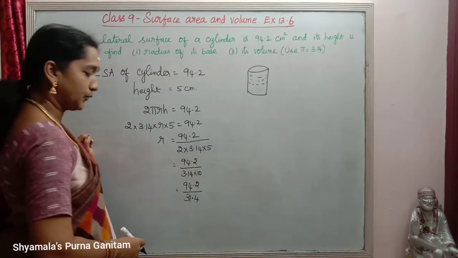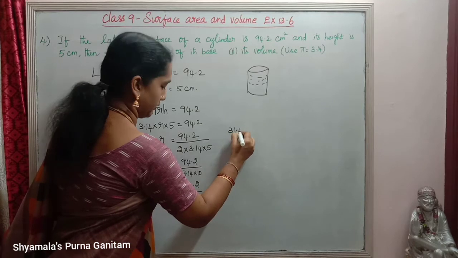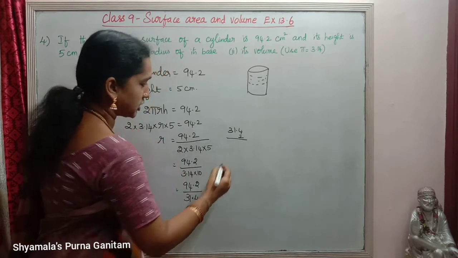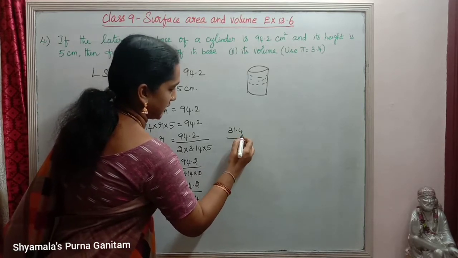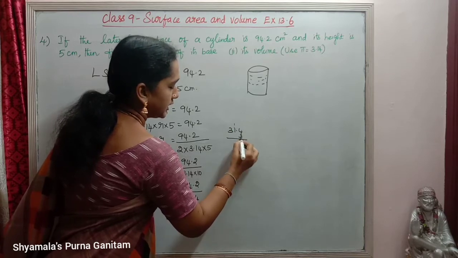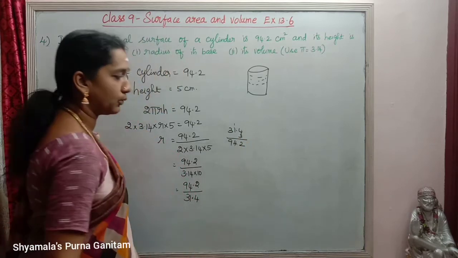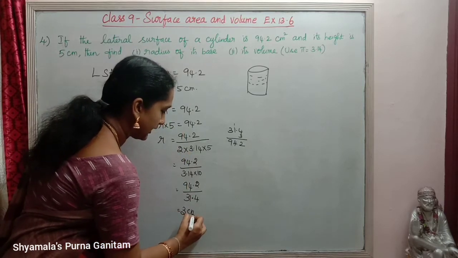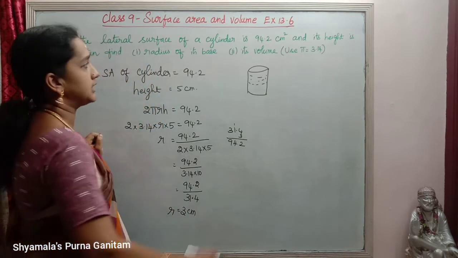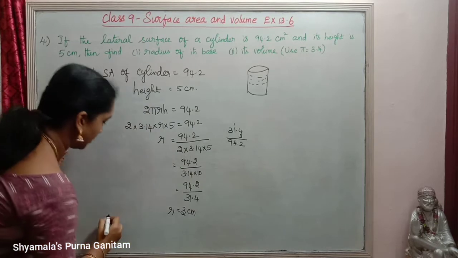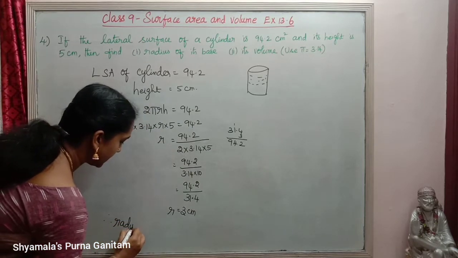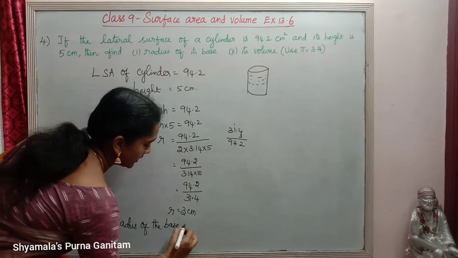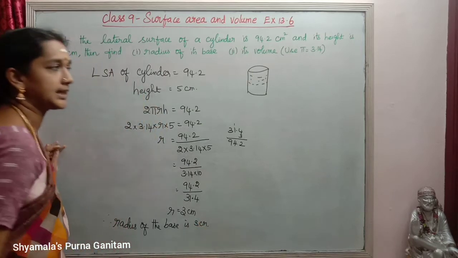So how many times will 31.4 go? 2 times if we check: 4 twos are 8. 3 times we will check. I think 3 times it will go: 4 threes are 12, 3 ones are 3 plus 1, 4, 9. 94.2. So 31.4 into 3 will be 94.2. So radius is equal to 3 centimeter. Therefore, radius of the base is 3 centimeter.